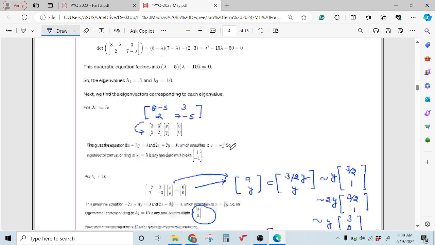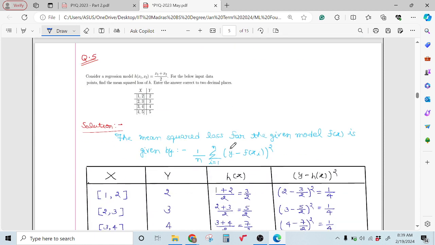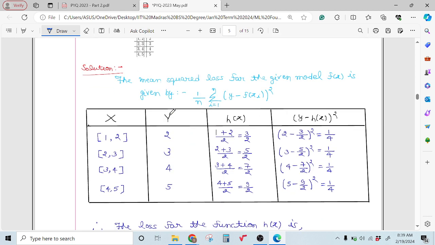Okay, so let us proceed with the next problem. Problem number 5: consider a regression model h(x1, x2) equal to (x1 + x2)/2 for the below input data points, and find the mean squared loss of h. Enter the answer correct to 2 decimal places. The mean squared loss for the given model f(x) is given by this formula.